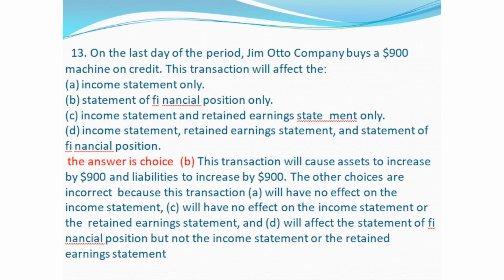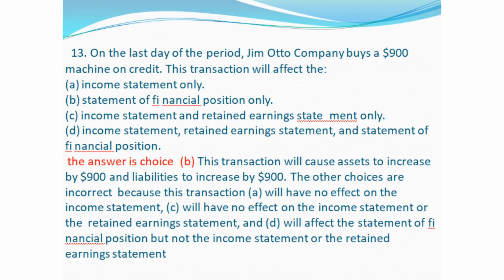13. On the last day of the period, Jim Auto Company buys a $900 machine on credit. This transaction will affect the A. Income statement only. B. Statement of financial position only. C. Income statement and retained earnings statement only. D. Income statement, retained earnings statement, and statement of financial position.